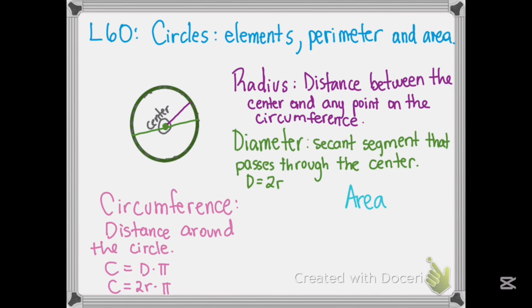Finally, we're going to find the area. And the area is just the surface inside of the circumference. And the formula we use to find the area is radius squared times pi. So make sure you memorize these formulas or write them in your formula sheet.